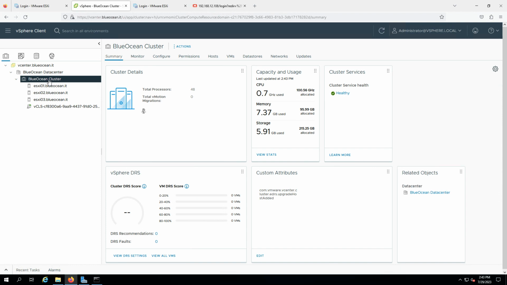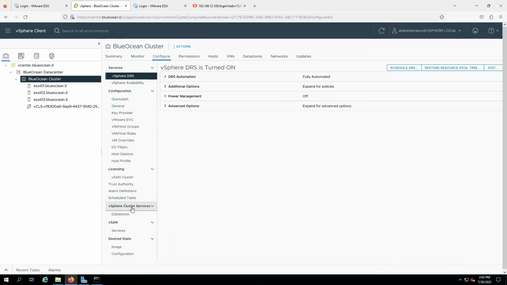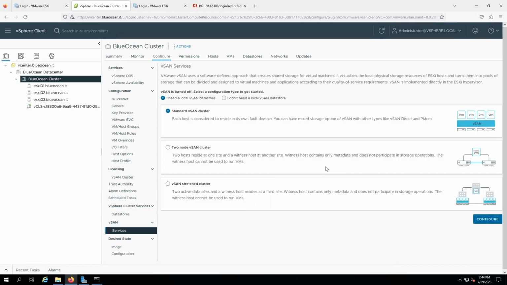How to do this, we go to the cluster. So vSAN is enabled at the cluster level. The same thing for DRS, the same thing for HA. You enable those services at the cluster level. Okay, you go to the cluster, configure, you go to vSAN services. Okay, and you can start, you can configure.